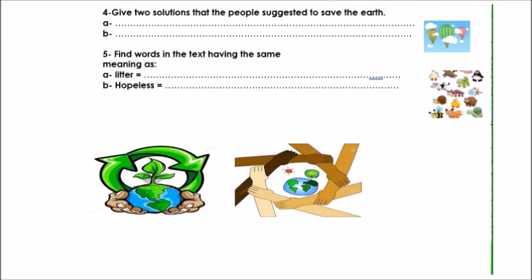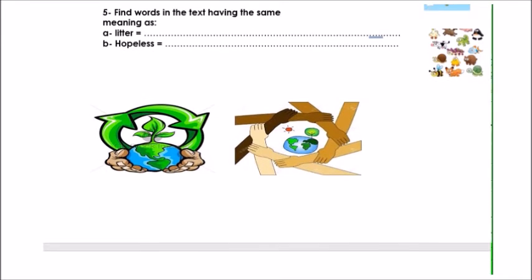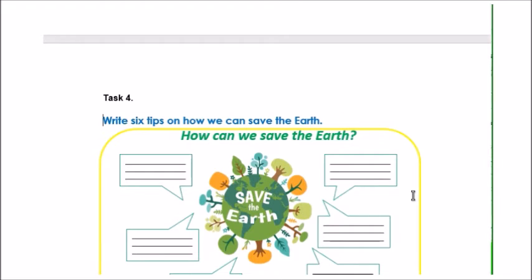Podemos buscarlas en el diccionario para saber qué significan y vamos a buscar esas palabritas en el texto. La letra A es muy común, es una palabra muy común que se utiliza cuando hablamos sobre pollution. And hopeless. Y hopeless. Okay.